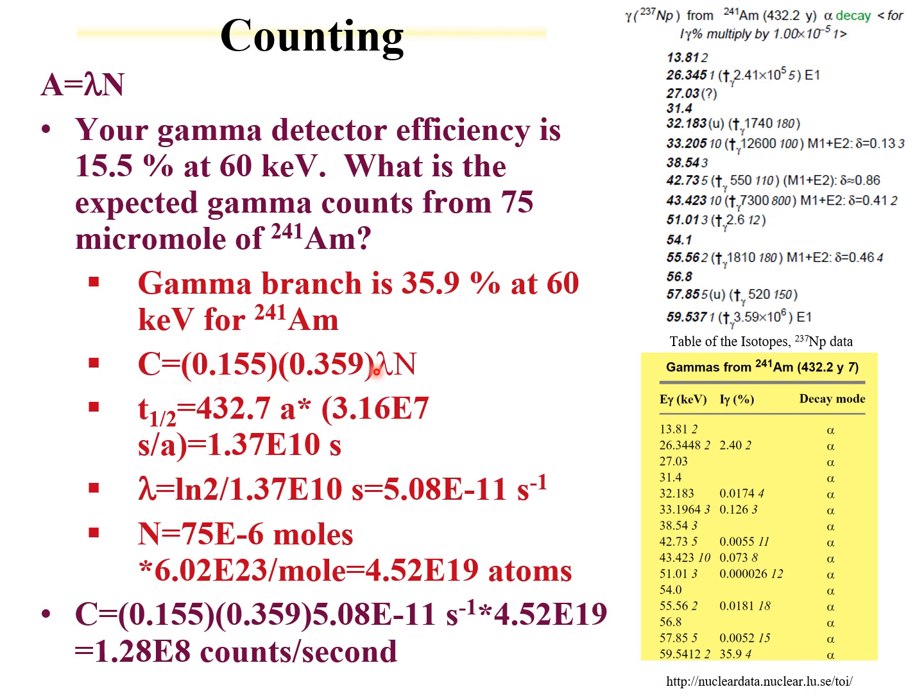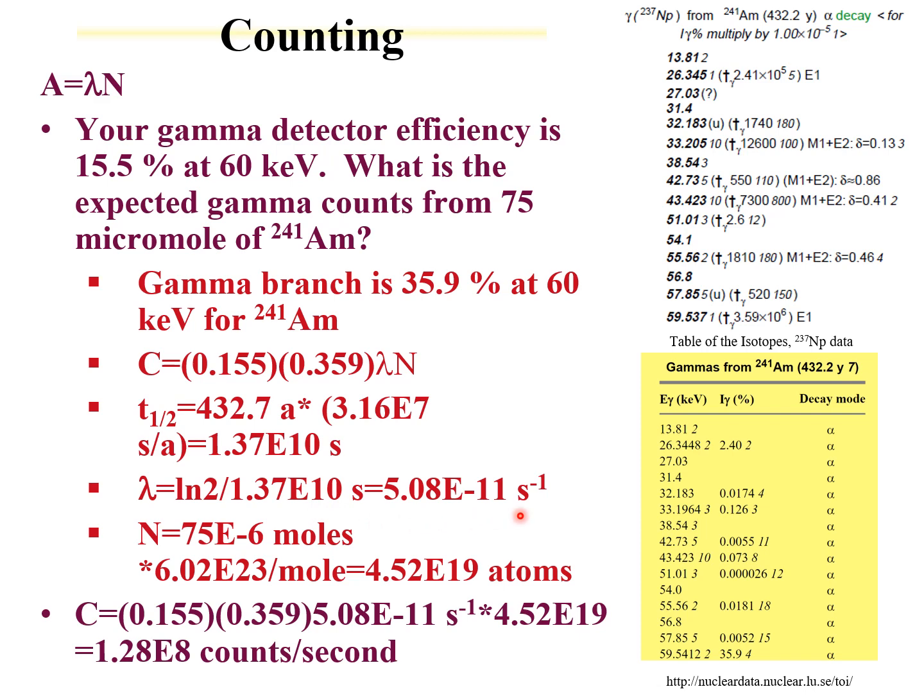Then I use my lambda n. That's equal to my counts. I put in my half-life. Using the half-life of 432.7 years and normalizing that to seconds, where there's 3.16 times 10 to the 7th seconds per year, you get a half-life of 1.37 times 10 to the 10th seconds. I get the seconds because remember I said the half-life needs to be in the same unit. It's given to you in years, so I need to convert it to seconds. I use this seconds half-life to get the decay constant.